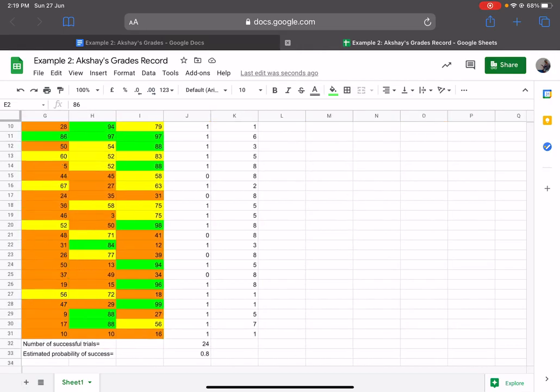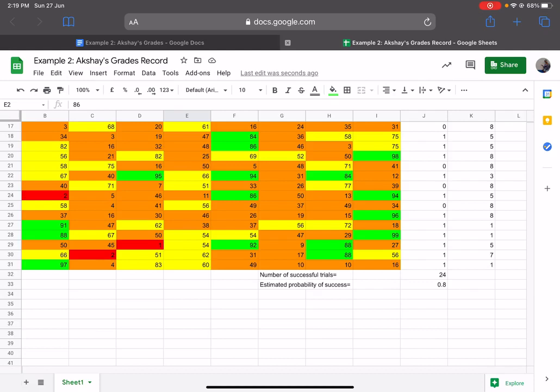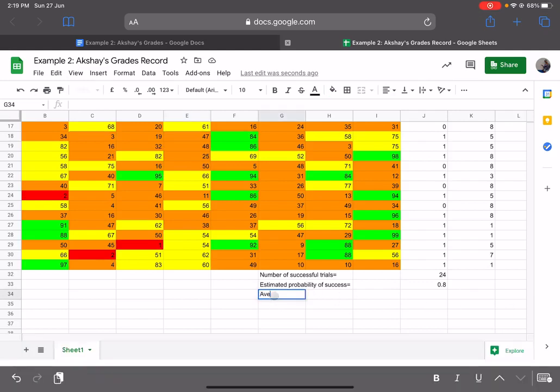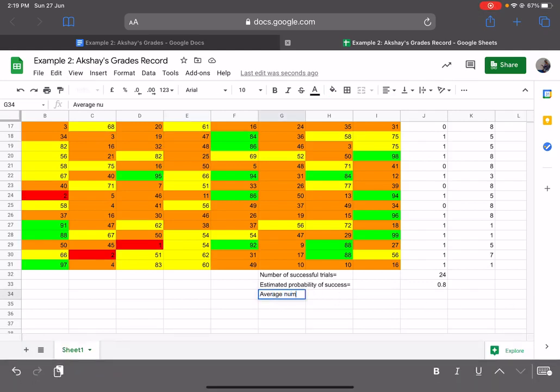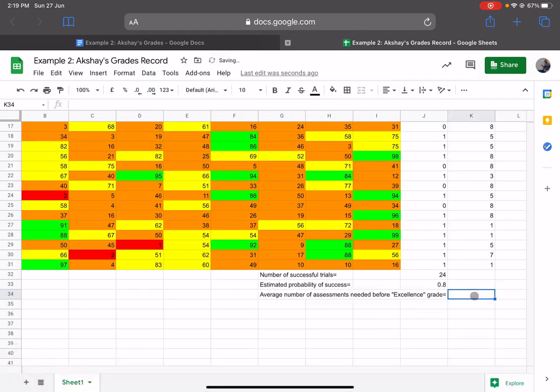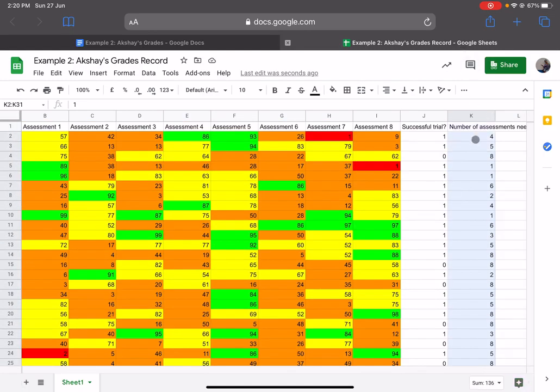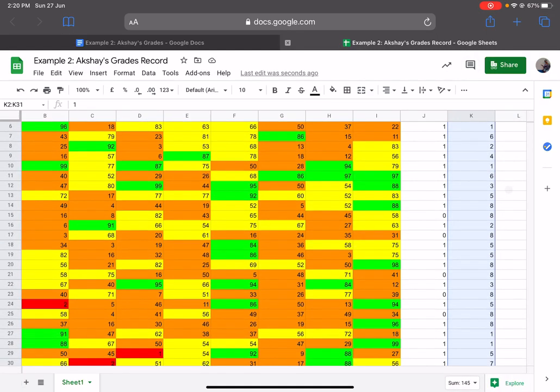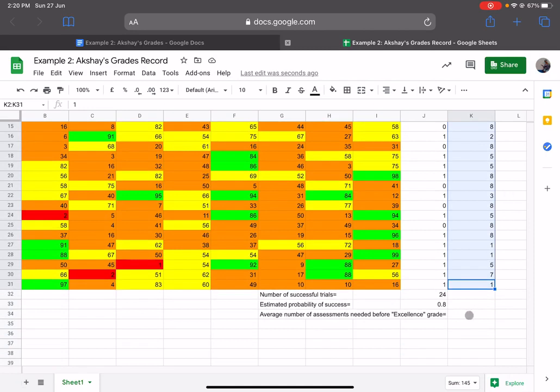So we're going to work that out by working out the average, which is another formula in this sheet. So average number of assessments needed before excellence grade equals, and we're going to take the average of this column, which is all of these numbers added together and then divided by how many numbers we have. So all of these, all the way up to the top, added together and then divided by 30, because we have 30 numbers. So if all those numbers were the same, this is the number that we'd get.